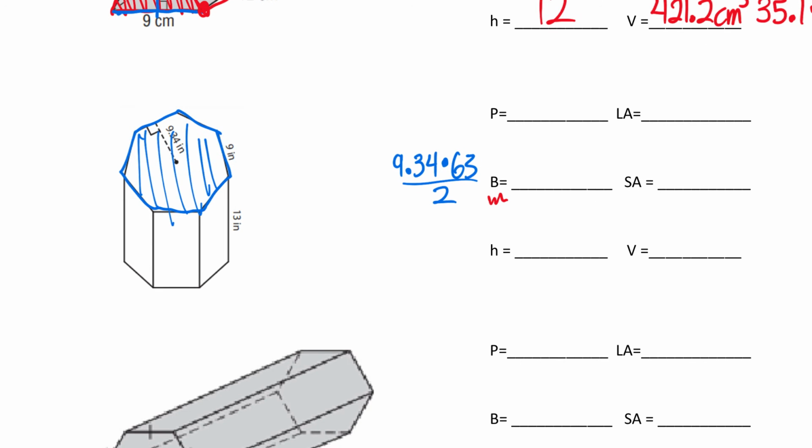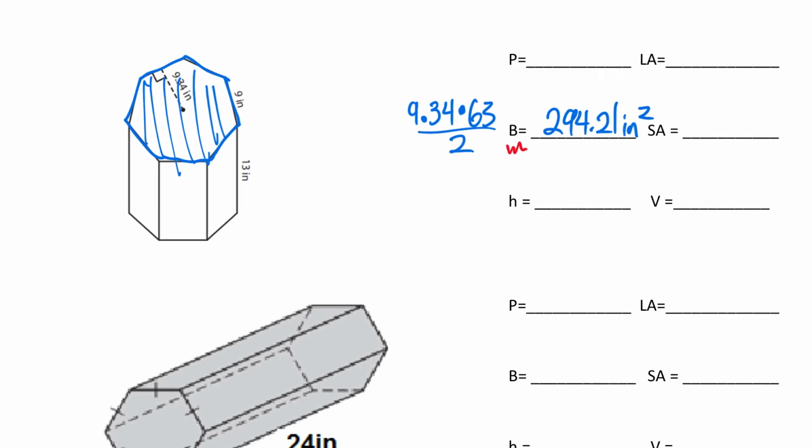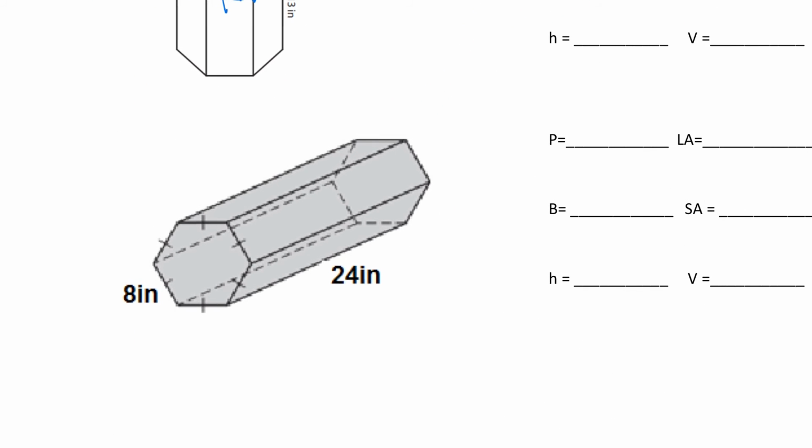291. Say it one more time. 294.21. 294.21 square inches. Okay. I just want to talk about that to remind you how to find the area of a regular polygon.